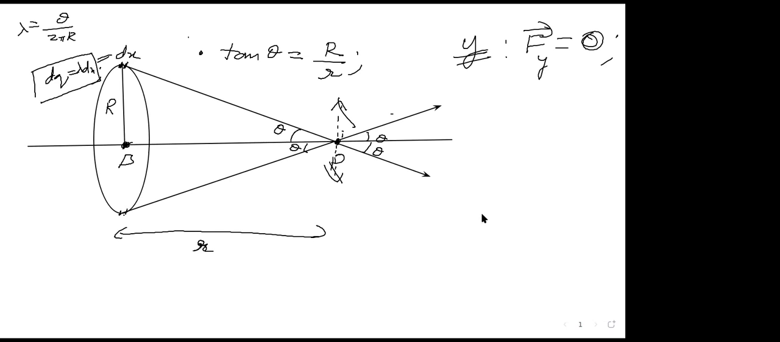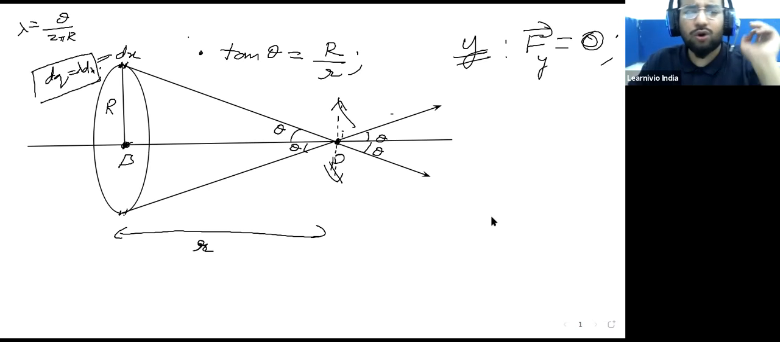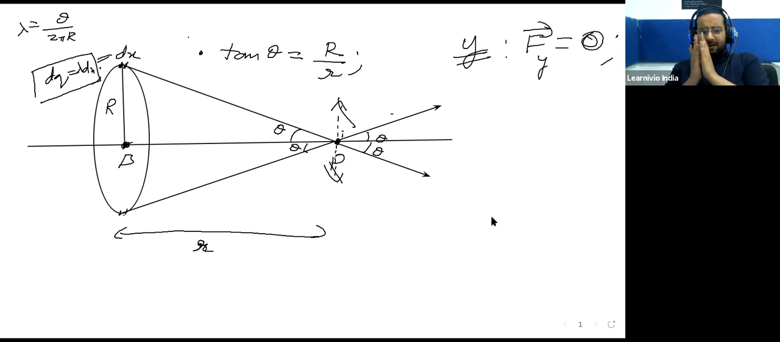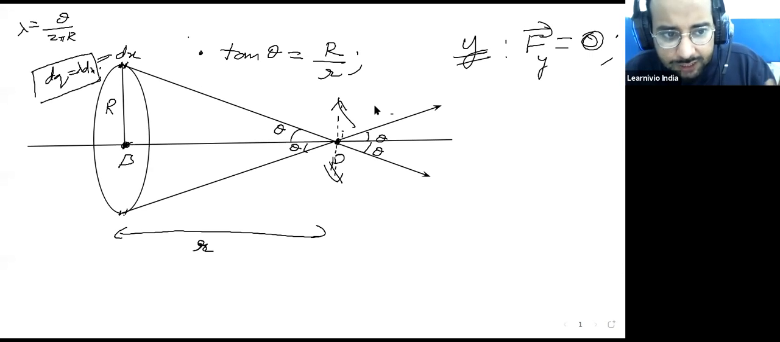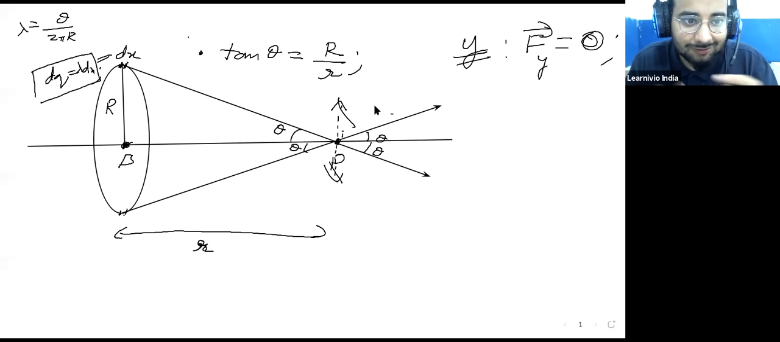All we are saying is that we're taking a small element and we're just calling the length of this element dx. Why dx? Because dx denotes something tending to zero. That's it. It's just a notation. There's no further outlook on this.